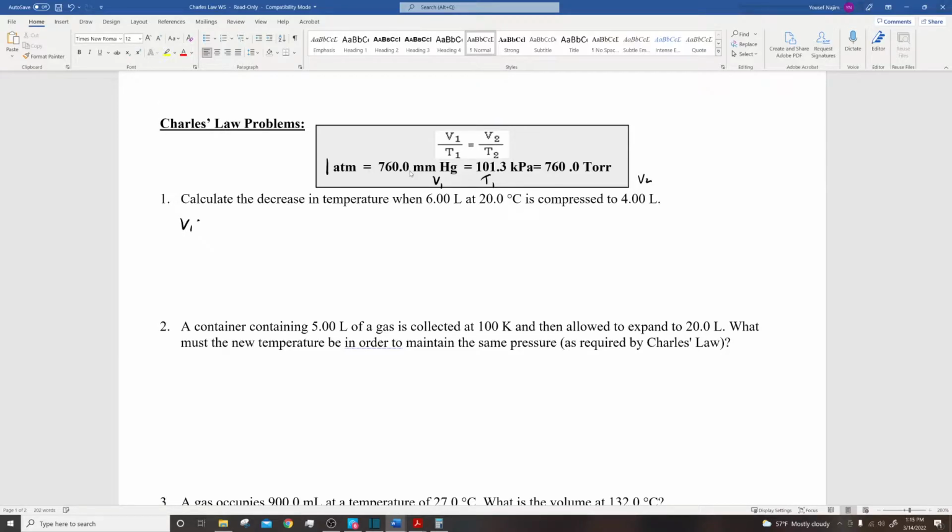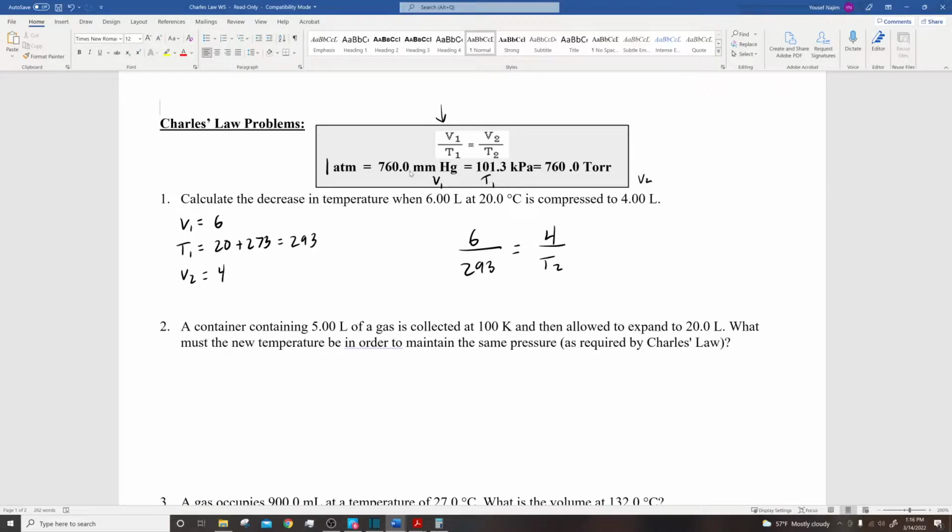So V1 is equal to 6. T1 is equal to 20 degrees C plus 273, which gives us 293 Kelvin. And then V2 is equal to 4. So let's go ahead and plug that into our equation. Here's our equation up here. V1 over T1 is equal to V2 over T2. So we got 6 over 293 is going to equal 4 over T2, which is what we're solving for.